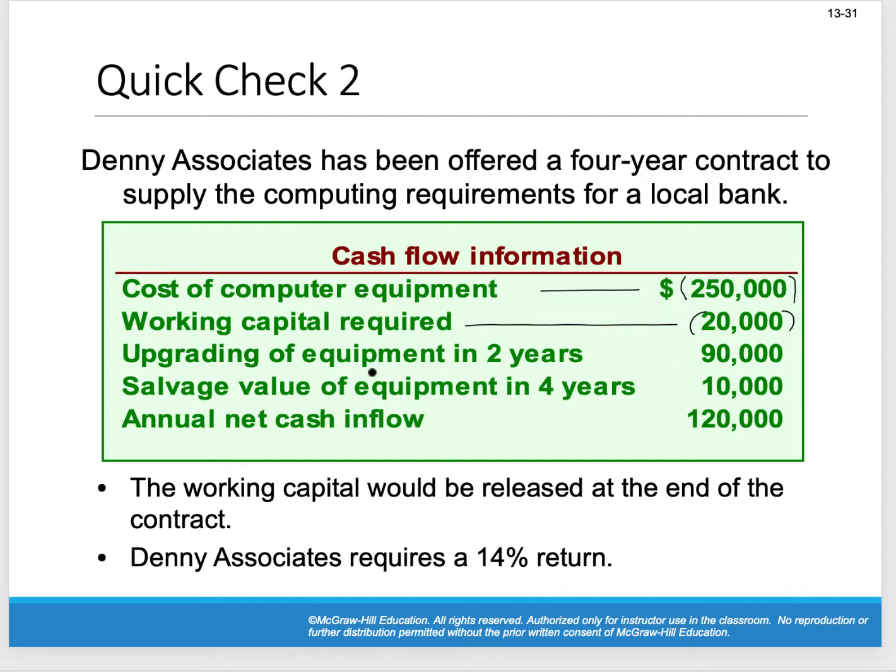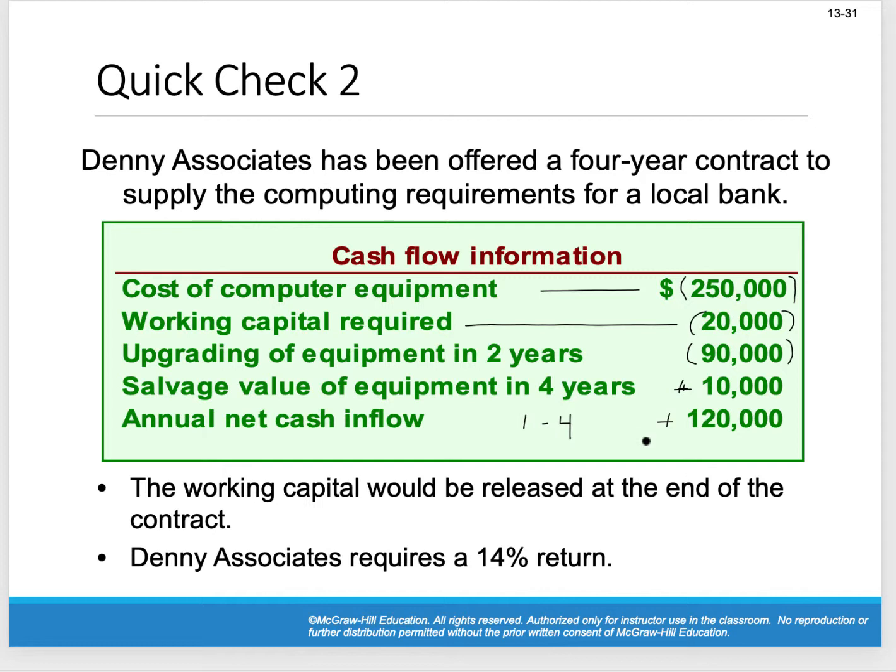Right? They tell us that in year 2 we're going to have to upgrade the equipment. 2 years from now we're going to have to spend 90 grand. So that's an outflow. They tell us that, oh, by the way, at the end of the contract in year 4, this equipment that you paid $250,000 for is going to be worth $10,000. So you're going to sell it and you're going to get $10,000. That's a positive, right? Because it's a cash inflow. The annual net cash inflows are $120,000. That means each year, year 1 through 4, I'm going to have a cash inflow of $120,000. That's a stream of payments.